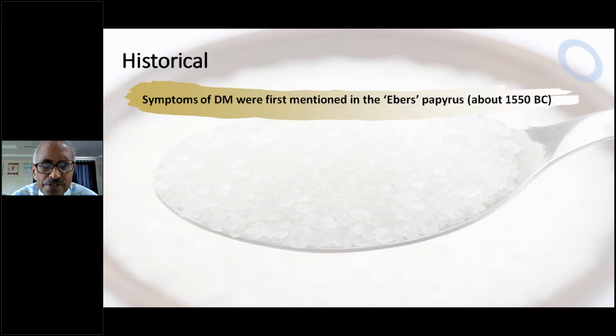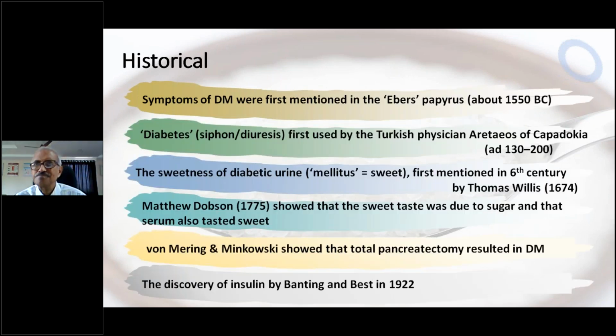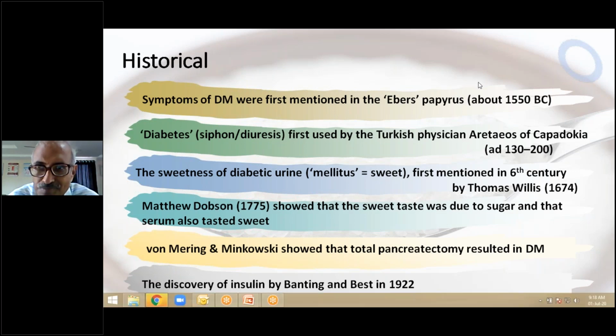Now, a few historical aspects of insulin. Let us see. The symptoms of diabetes were first mentioned as early as 1500 BC in the Ebers Papyrus. Diabetes means a siphon or a diuresis, because in those days the most common manifestation was polyuria. Aretaeus of Cappadocia used the word diabetes to describe this disorder in 130 AD. Mellitus means sweet, referring to the sweetness of diabetic urine. The second half of the name, mellitus, was first mentioned by Thomas Willis in 1674.